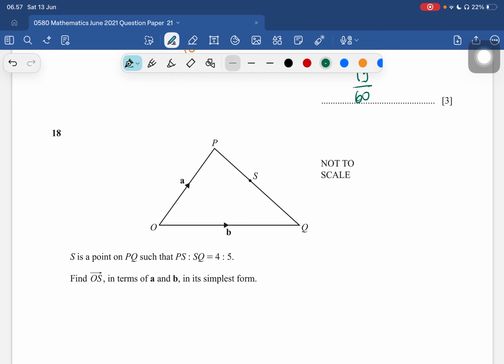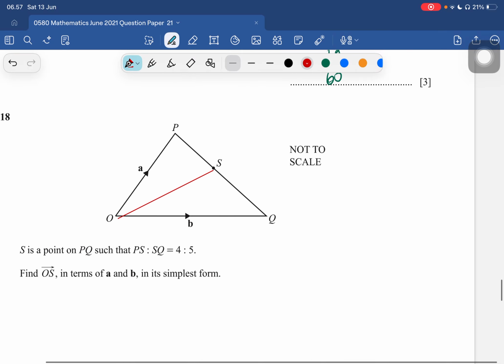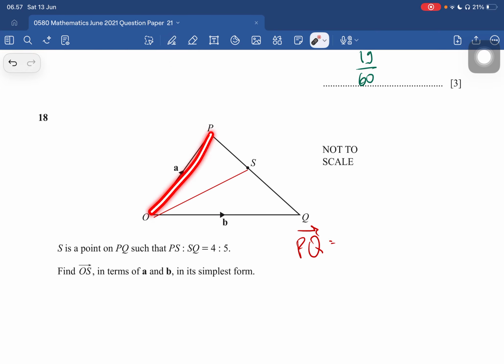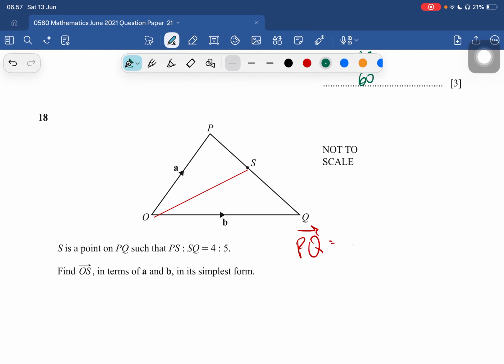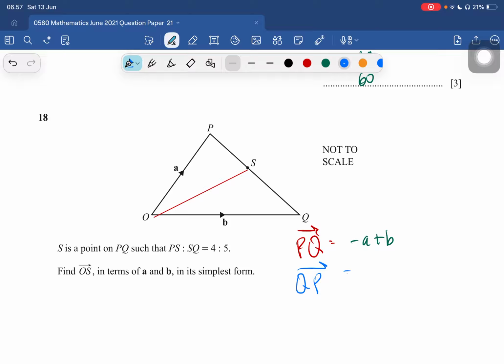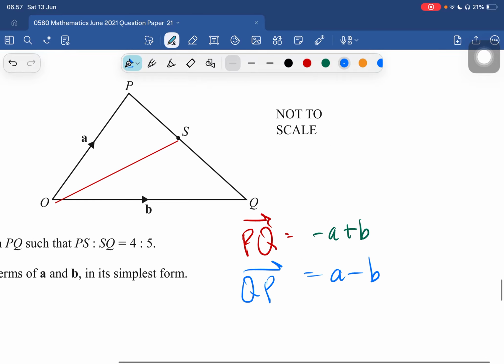Okay, 18. Find OS. Here is OS. But we don't know PS and SQ. So let us first find PQ. We can get it from PO and OQ. So this is A, we reverse, this is equal to negative A plus B, or we can make it QP. Here we reverse from here, so negative B plus A. This is A minus B. Anyway, you can use PQ or QP.